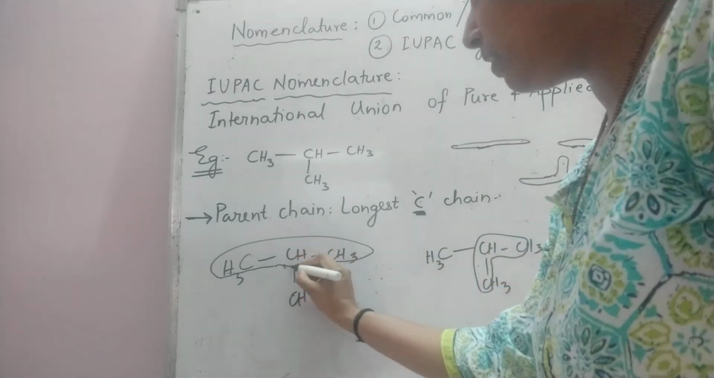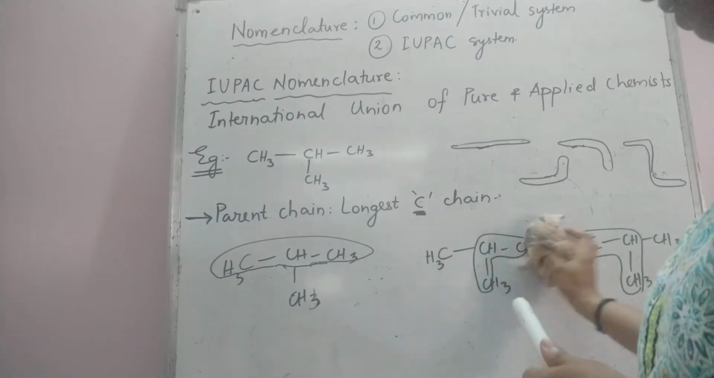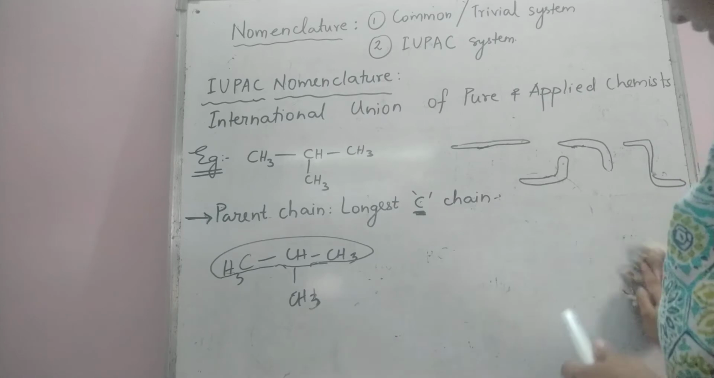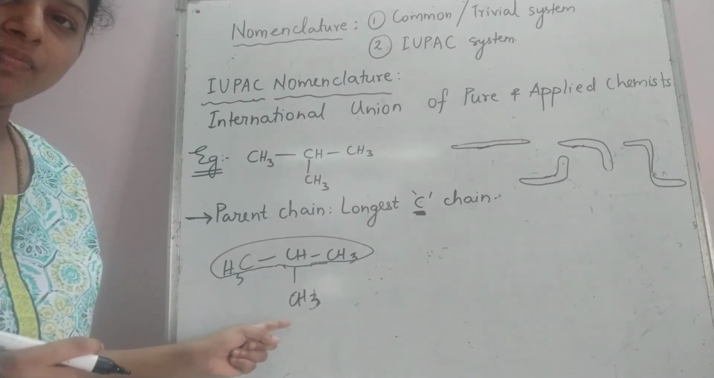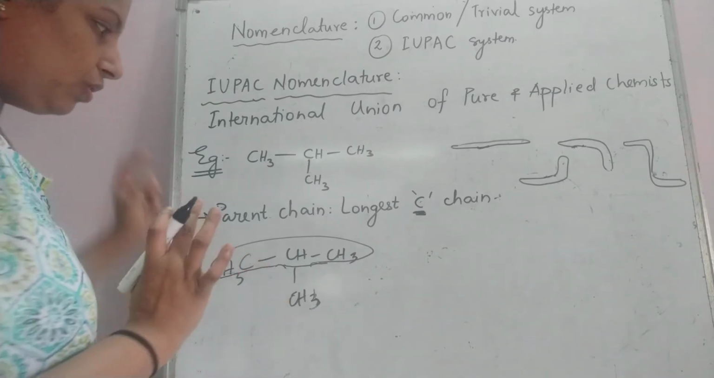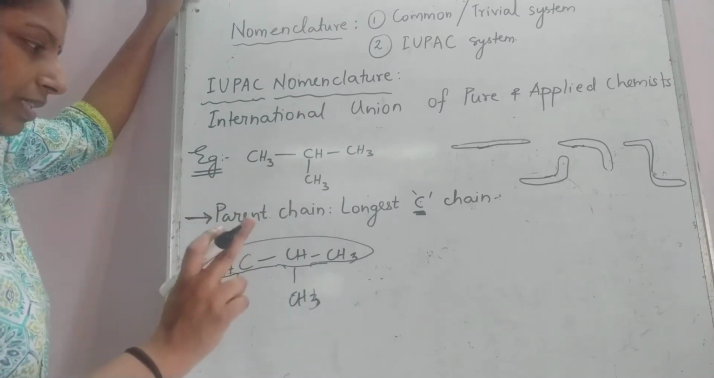So this is my longest carbon chain. I will take up this marking only. I'll rub these two, but these 2 longest carbon chains are also correct. Okay. Now since you have marked the longest carbon chain, you have to number the carbon atoms of the longest carbon chain.